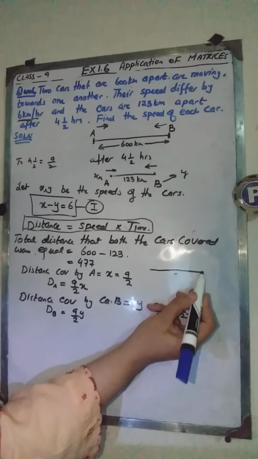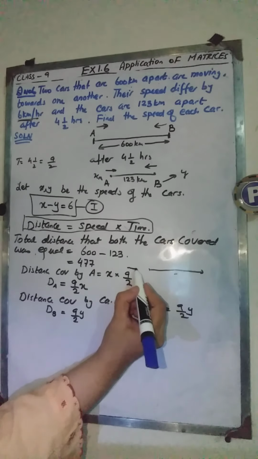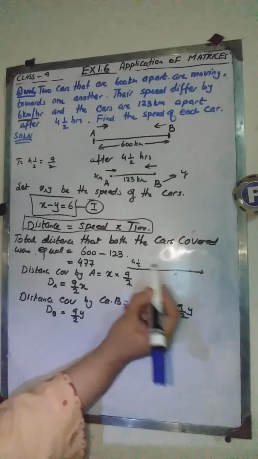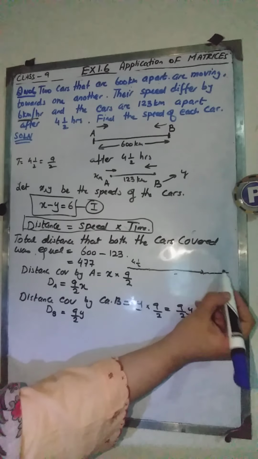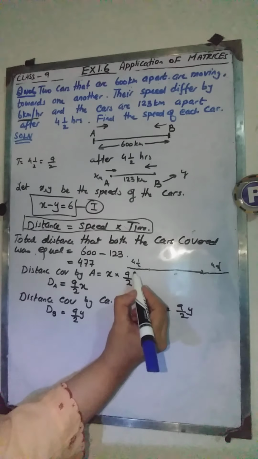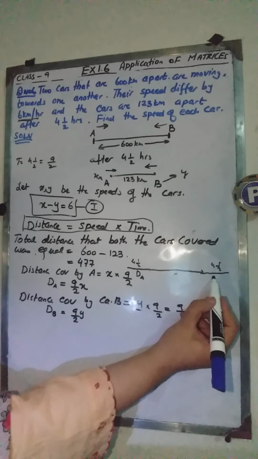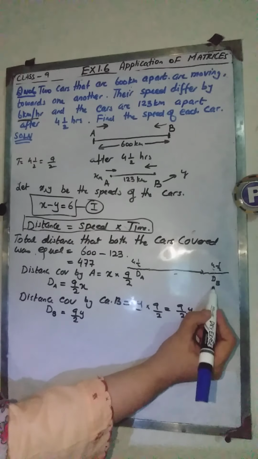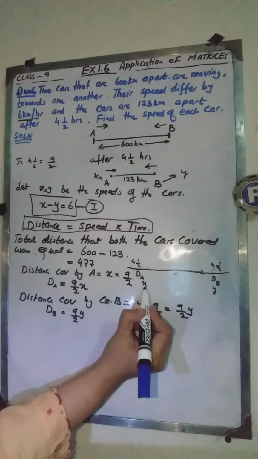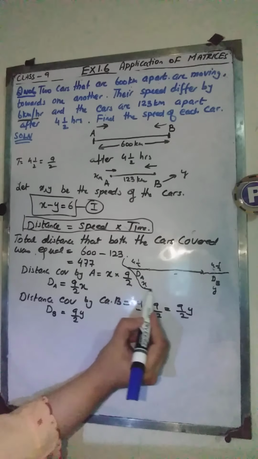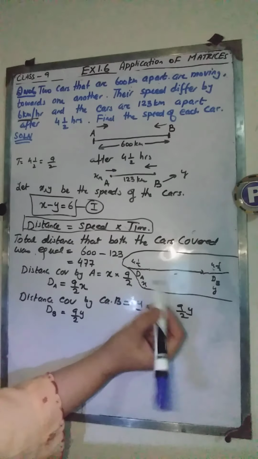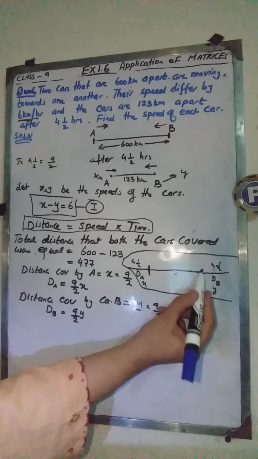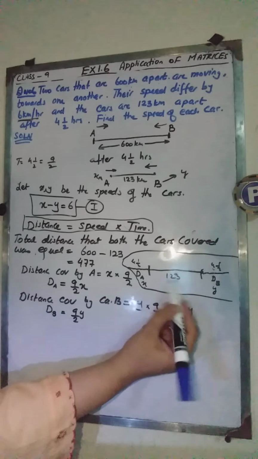So this is the distance covered by the first car, this is the distance covered by the second car. Okay, so in 4.5 hours, and here for B, during 4.5 hours, this is the distance covered by A, this is the distance covered by B. Here the time was 4.5 hours, the speed was y, here the speed was x, and the time was 4.5.